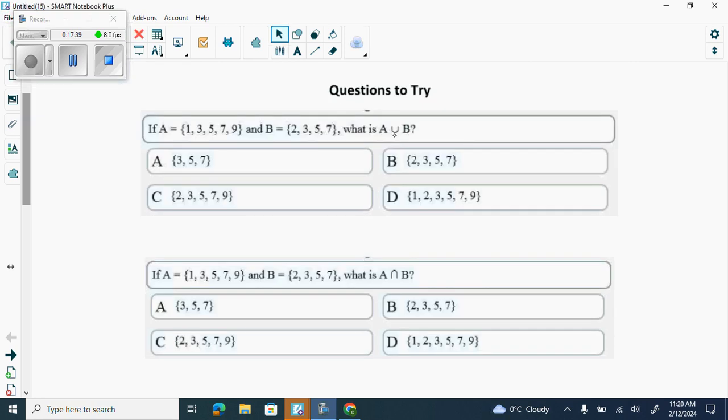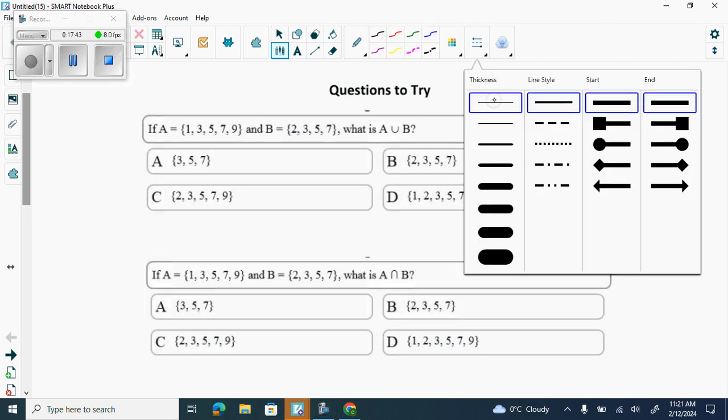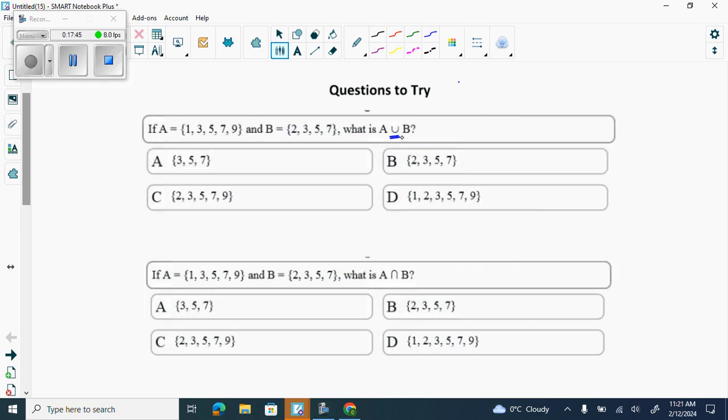So this one, what symbol is this? Or union. Or and union are both correct. Or means more. If it's in one or the other, it gets listed, correct? So I'm going to list 1, 2, 3, 5, 7, and 9, which is D. What symbol is this? And, because I can write the word and out of it. So it has to be in A and in B. 3 is in both, 5 is in both, 7. 3, 5, 7 is A.